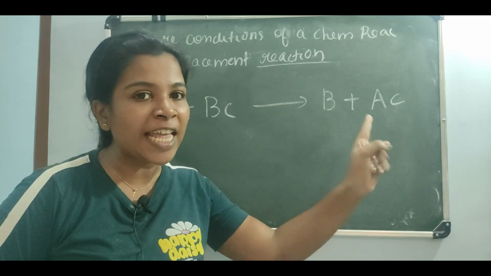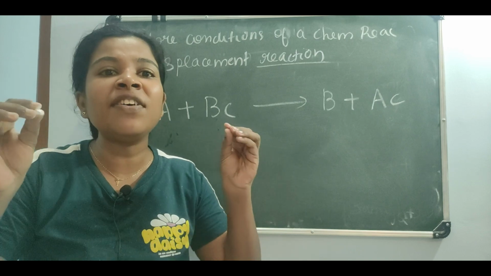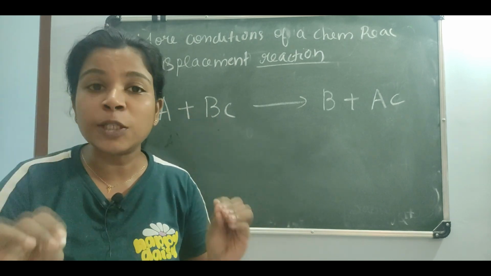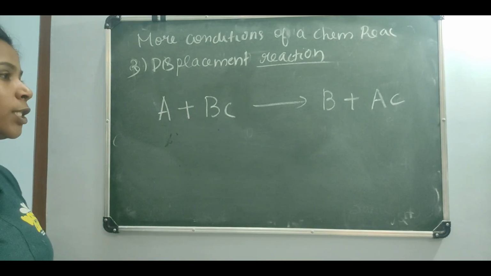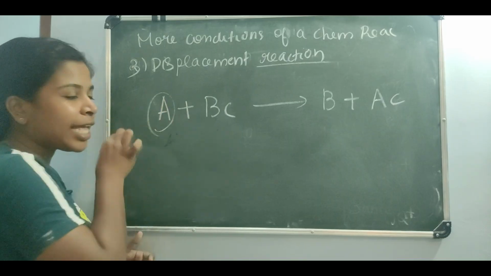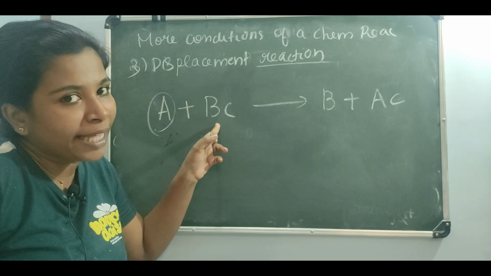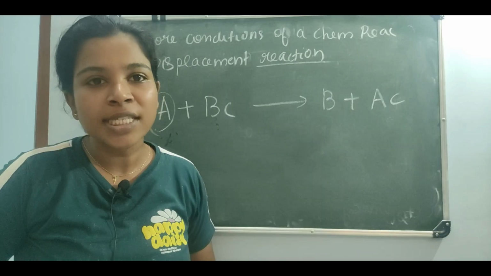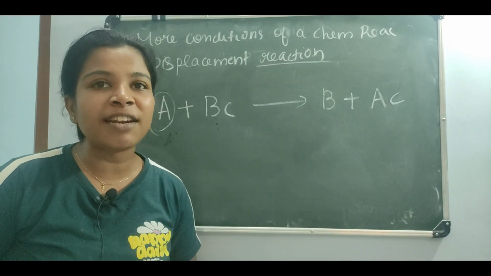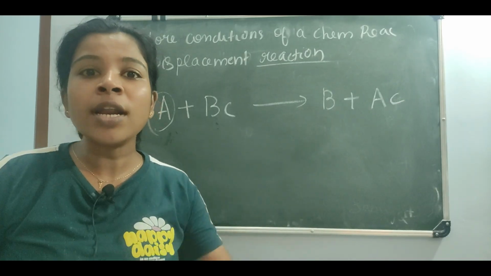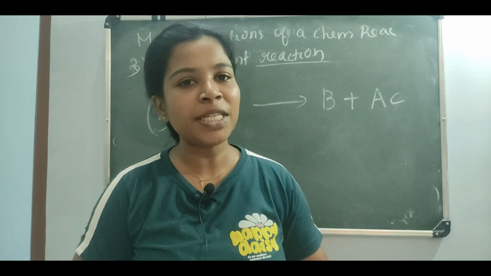So, displacement reactions are those reactions in which a more reactive element replaces or displaces a less reactive element from the compound. Okay, so here which is more reactive? A is more reactive. That is why A is more reactive than B. That is why A is displacing B and combining with C. So what is a displacement reaction? You can write down the notes. A displacement reaction is a reaction in which a more reactive element displaces a less reactive element from its compound.